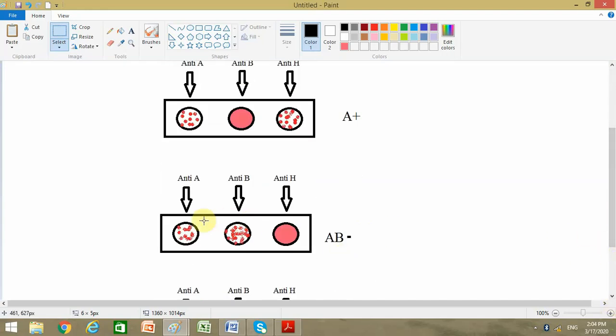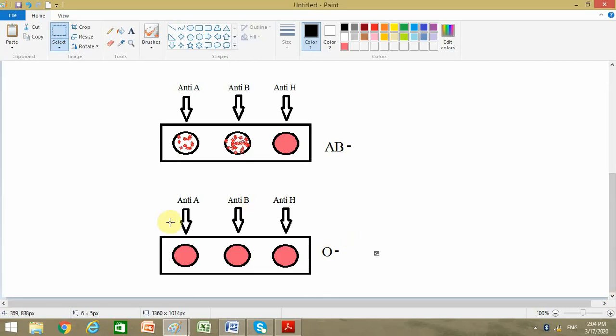For example, this person here has agglutination with both anti-A and anti-B, and this gives us blood type AB, and since anti-H makes no agglutination, then he is AB negative. Also, for this individual, for example, no agglutination takes place in all the 3 drops of blood, and thus he is O negative. If only here we have agglutination, then it is O positive. If only here we have agglutination, then it is B negative. So depending on the agglutination with the antibody, we can know what the blood group is.